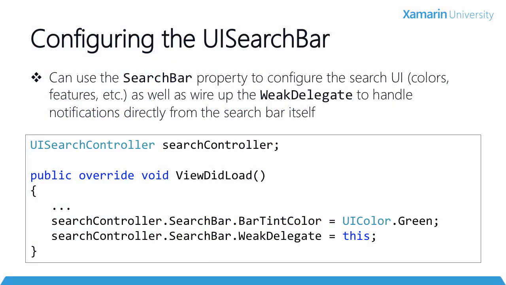So now we've seen the basics of searching, but let's talk about some of the additional options that we can turn on. First, the UISearchController creates the UISearchBar for you and stores it in the search bar property. You can access this property to adjust the visual appearance of the search bar, as well as wire up a delegate object to handle its notifications. This will allow you to take advantage of some of the extra features, such as the scope bar.